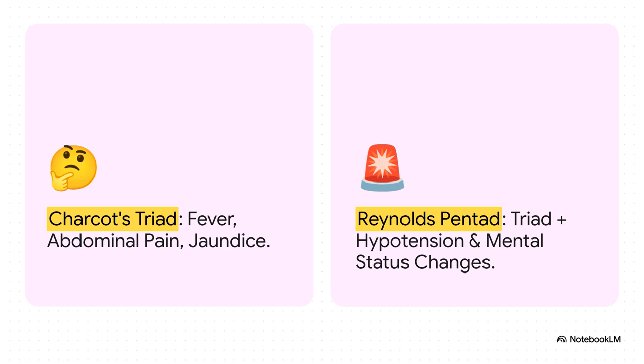And if things get even worse, that triad can progress to what's called Reynolds pentad. This is where you add 2 really ominous signs: hypotension, so low blood pressure, and altered mental status, or confusion. When you see these, you are dealing with a much sicker patient. This is severe cholangitis with sepsis, and believe me, the clock is ticking a whole lot faster.